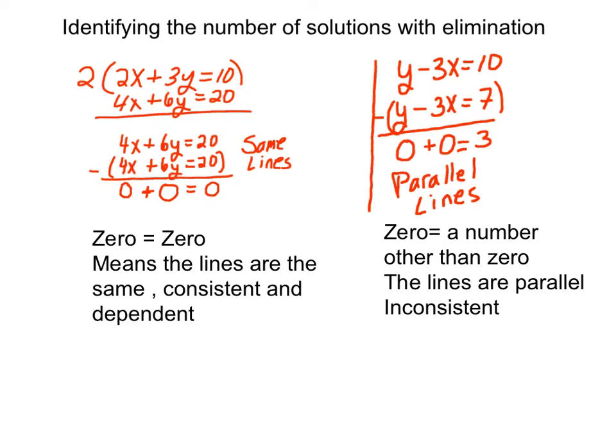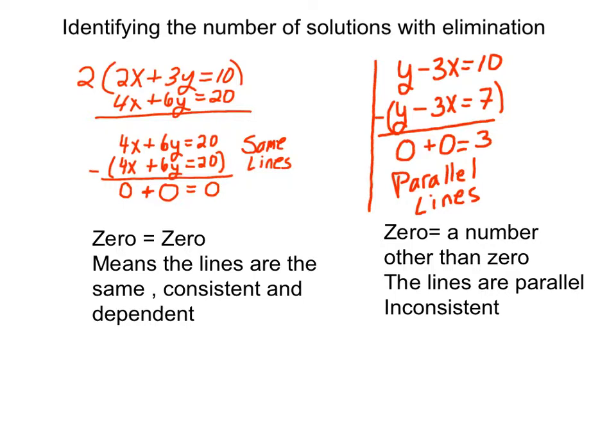So in this lesson, we're going to take a look at identifying the number of solutions when we're looking at the elimination method of solving systems of equations. It turns out that when you're solving a system of equations, if you end up with 0 equals 0, then that means the lines are the same line.